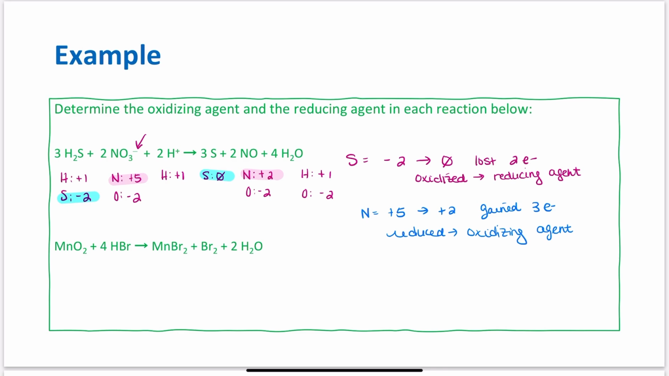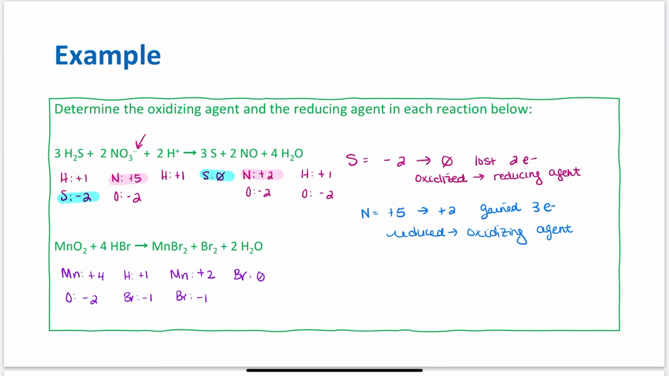Let's look at the next reaction. I've got manganese and oxygen. The oxygen is -2. There's two of them, giving me an overall -4. So the manganese must be +4. HBr, hydrogen really wants to be +1. Bromine's quite happy being -1, so they're +1, -1. Manganese bromide. Bromide is going to stay -1. The manganese, because I have two bromides at -1 each, the manganese has turned to +2.